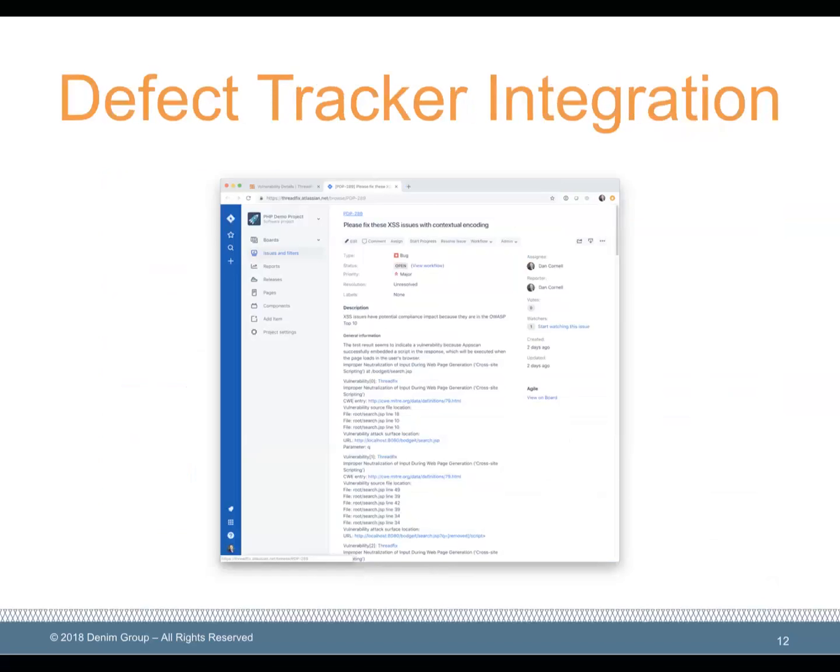Next, we have the bidirectional defect tracker integration. One of the worst sins that we've seen from application security teams is trying to communicate with development teams via PDFs or Excel spreadsheets. I've got bad news for security teams. Developers don't speak PDF and they don't speak Excel. That's not the way that they manage their workload.